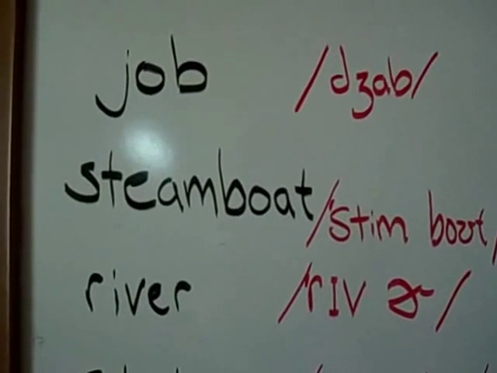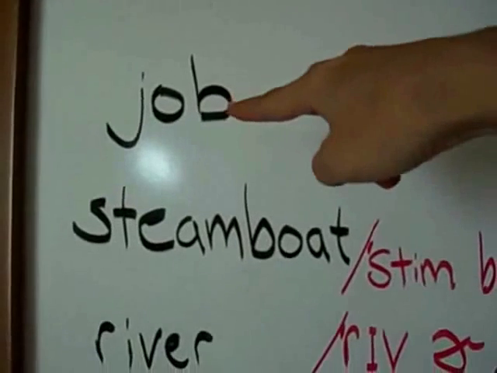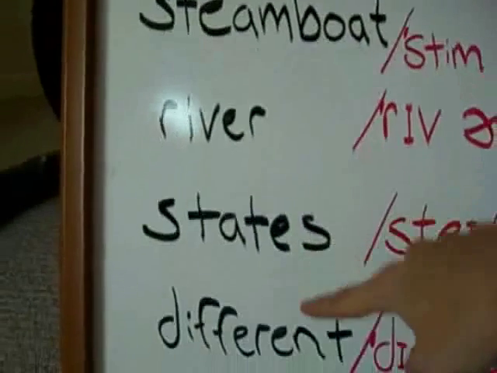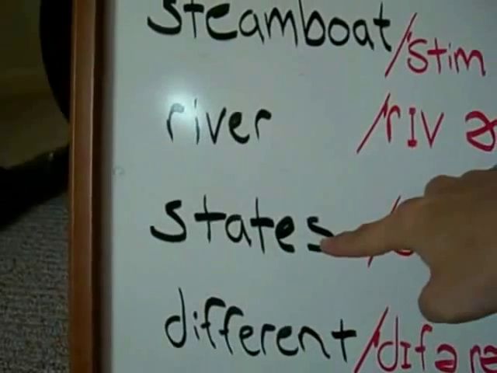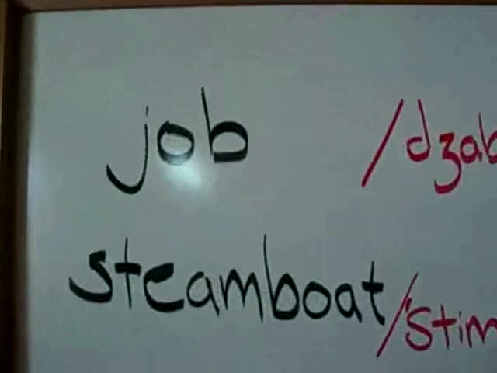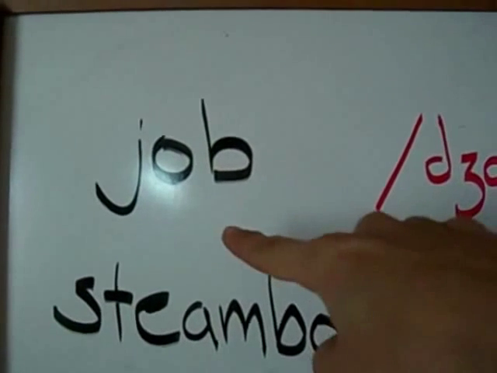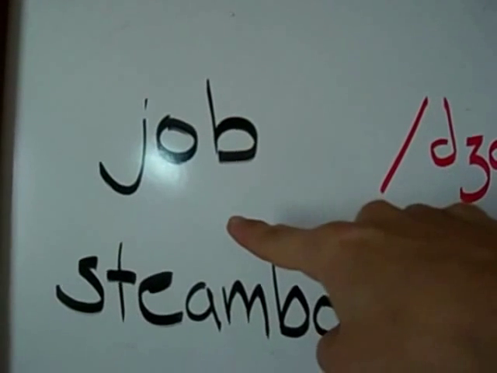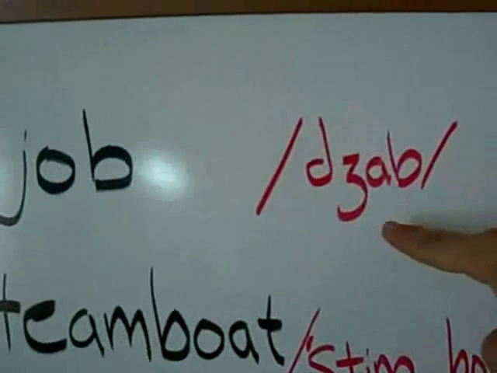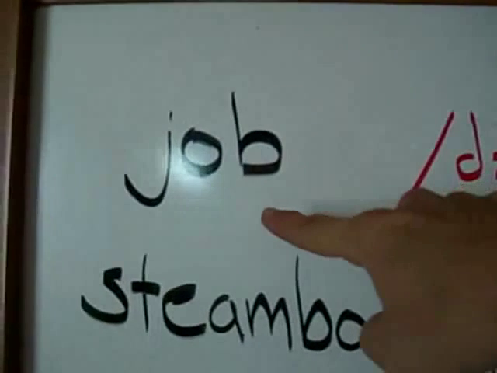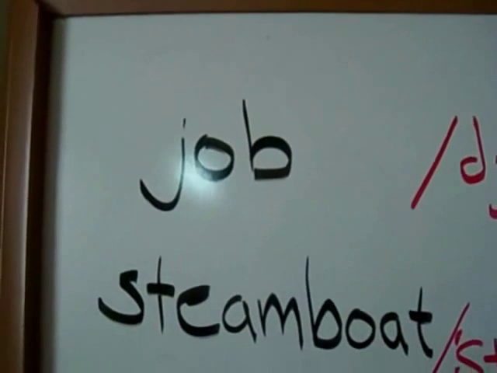At the beginning of this lesson, I talked about getting a job on a steamboat. I traveled along the river, and I saw different states. To count the syllables, we're going to count vowel sounds. In this first word, job, there is one vowel sound. In phonetic transcriptions, it looks like that. So one vowel sound, one syllable.